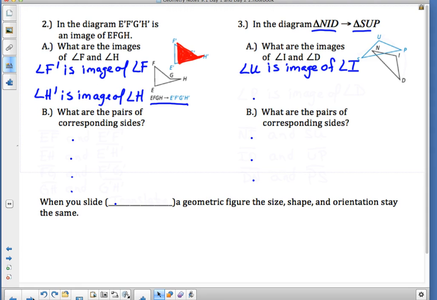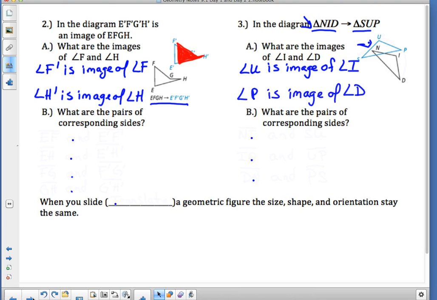I like the primary, but the pre-image, this is the pre-image because that's the one we started with. It's going to the other, it's going to the image, and we finally end at the image. So SUP, S-U-P, is the image triangle. That's why I was able to say, with this, what are the images of angle I and D? Well, U is in SUP, and that's my final triangle. So angle U is the image of angle I, which angle I is part of the pre-image triangle.